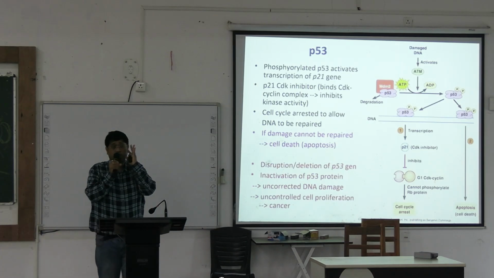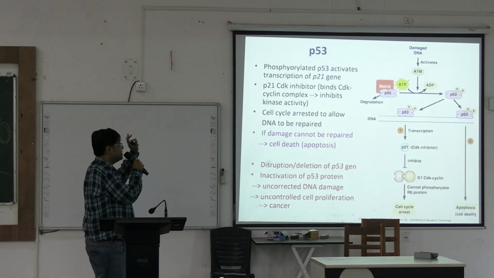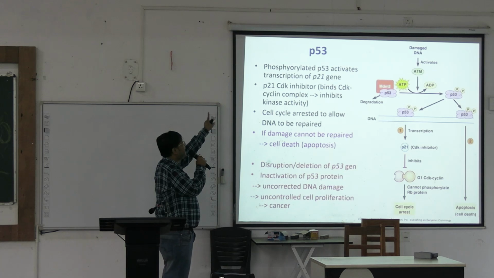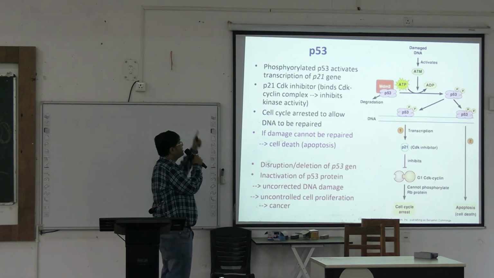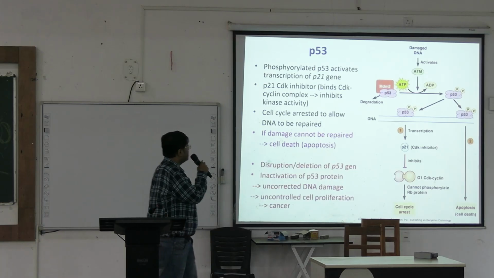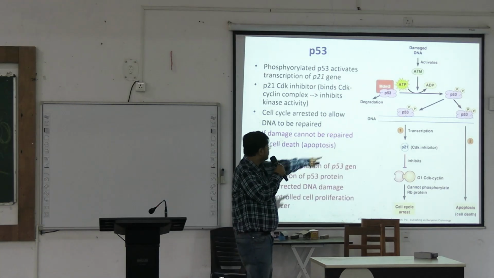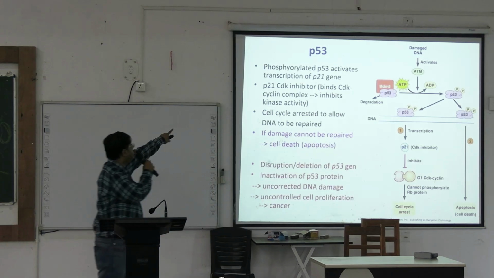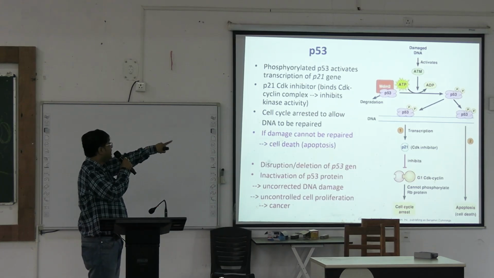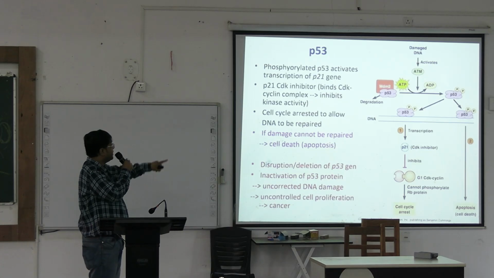So try to remember as simply as possible. This is the simplest possible slide of P53. Phosphorylated P53 activates transcription of P21. P21, this one. P21, a CDK inhibitor, inhibits kinase activity, and the cell cycle is arrested to allow the DNA to be repaired.